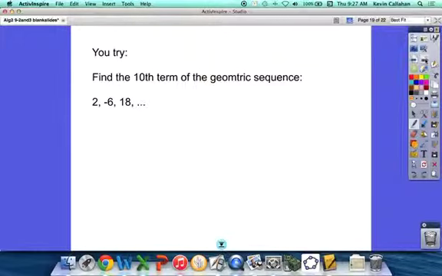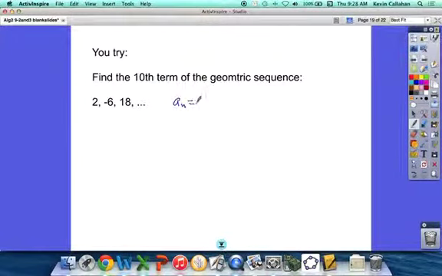What did you say was the value of r? Negative 3. Okay, negative 3. So did anybody get an answer? Say it. Negative 39,366. Okay, so here we go.